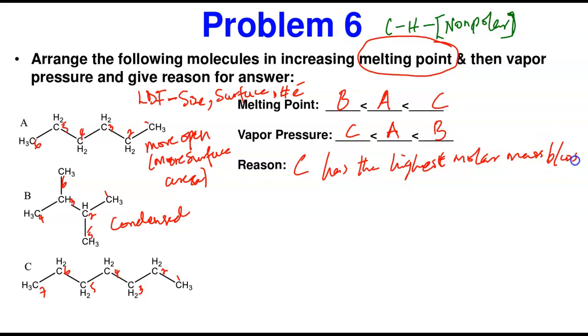Because it has 7 carbon atoms. Remember that, you have 7 carbon atoms. So if you calculate the molar mass, or you can say longer chain, that one is obvious. It has a longer chain. Then followed by A.